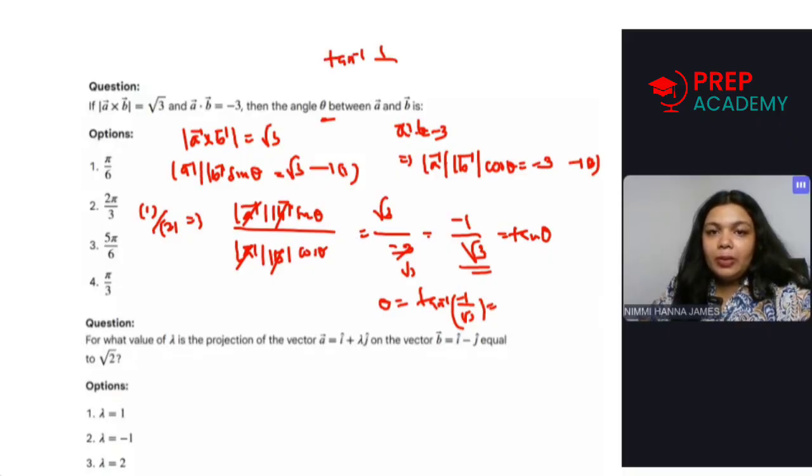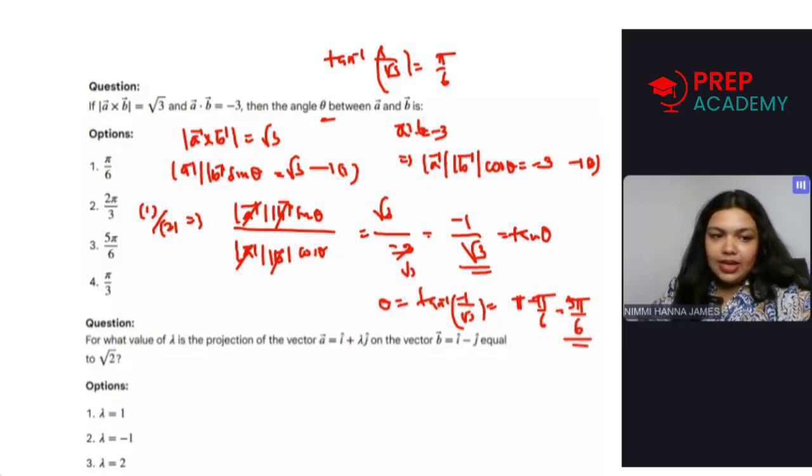Tan inverse of 1 by root 3 is 30 degrees, that is pi by 6. Since it is minus 1 by root 3, it is pi minus pi by 6, which is 5 pi by 6. 5 pi by 6 is the correct answer. We have to know this, it is from the formulas of class 11 and 12. So pi minus pi by 6 is the answer, that is 5 pi by 6.